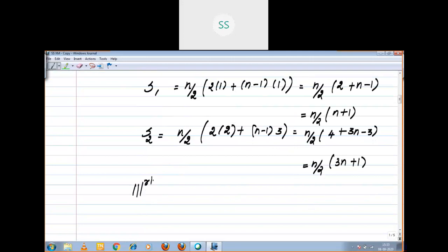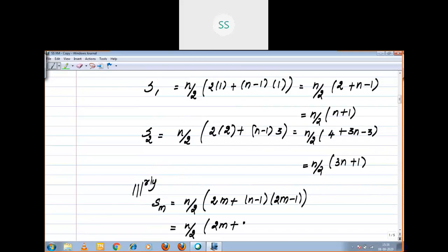Similarly, Sm equals n by 2 into (2m plus (n minus 1) into common difference 2m minus 1), which is equal to n by 2 into (2m plus 2mn minus n minus 2m plus 1). Children, say yes or no. 2m cancels. You arrive at n by 2 into (2mn minus n plus 1).